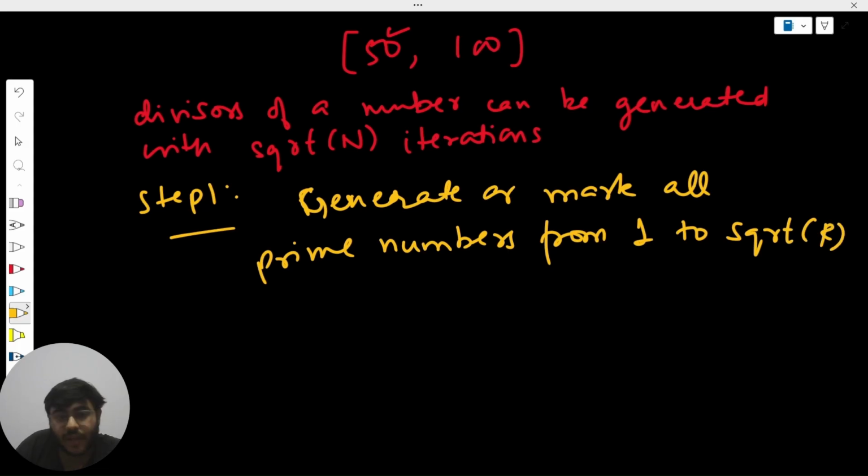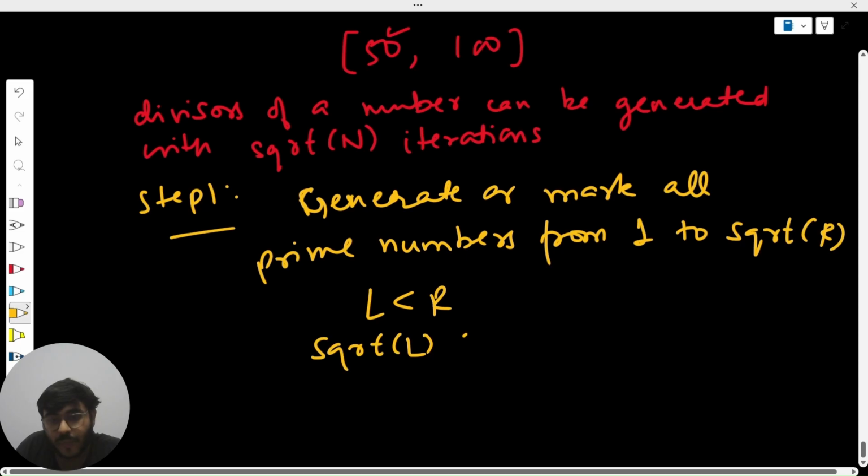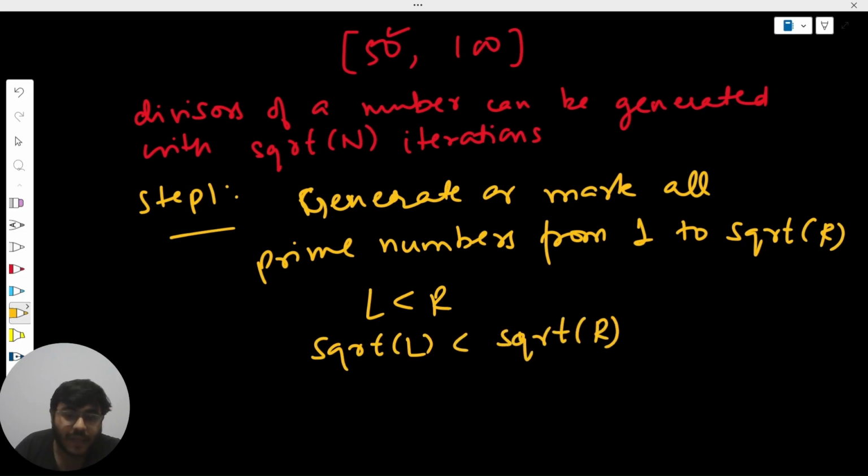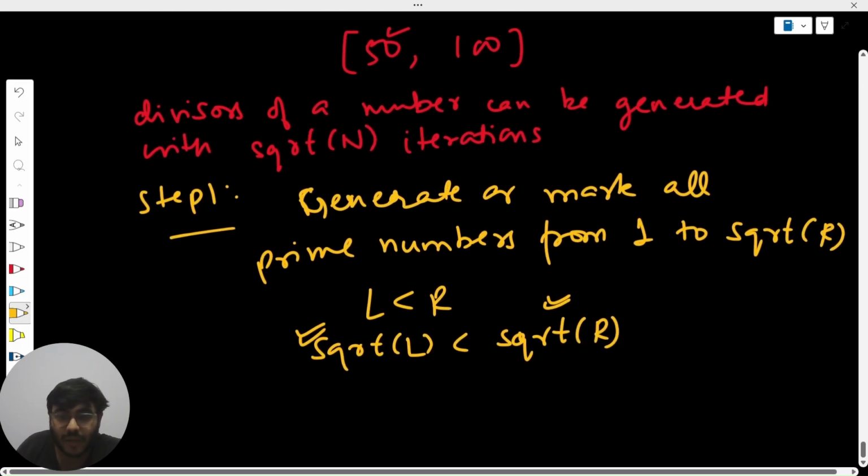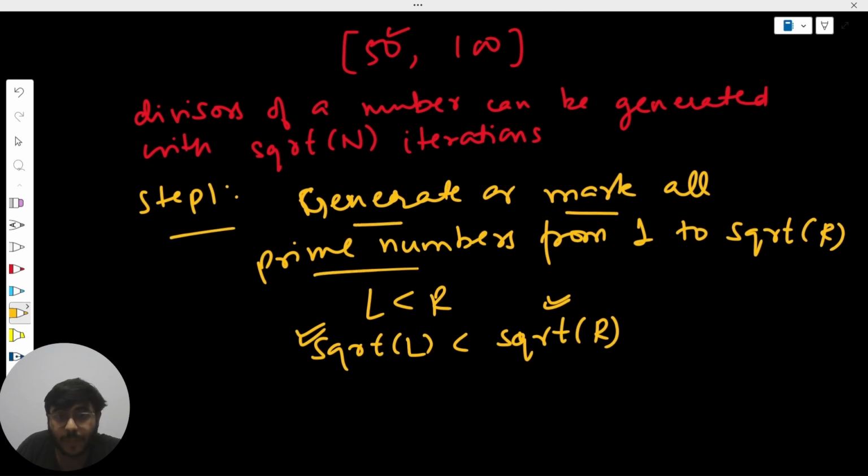Why sqrt of R? We know that since L is less than R, therefore sqrt of L would be less than sqrt of R. Therefore we can surely say that the divisors of number L are always upper bounded by the divisors of number R, because it's a simple thing, the divisors of L will always come out smaller than R. So we'll first calculate all the prime numbers from 1 up to sqrt of R. Remember this, not up to R but to sqrt of R.